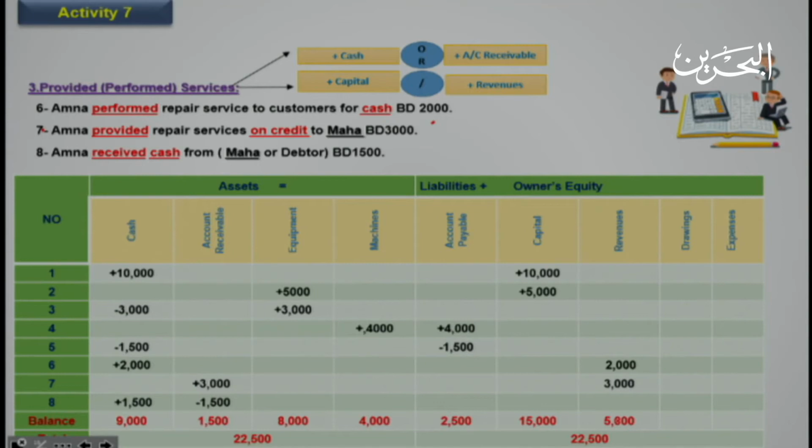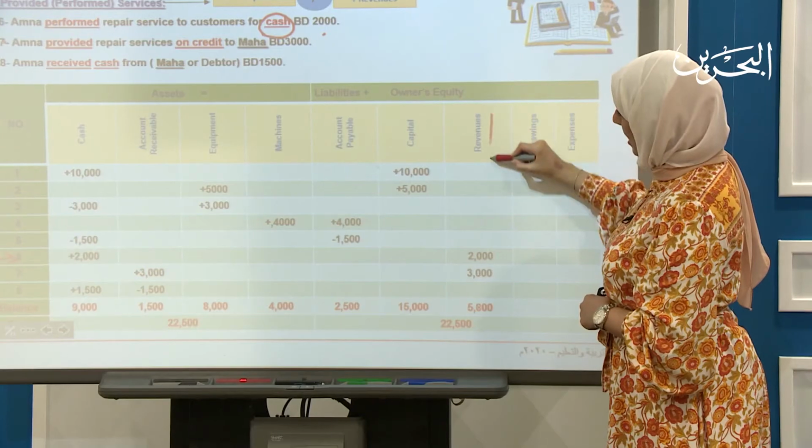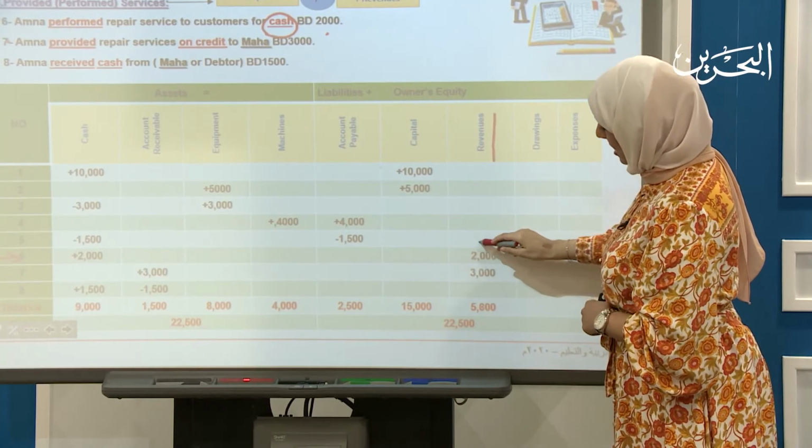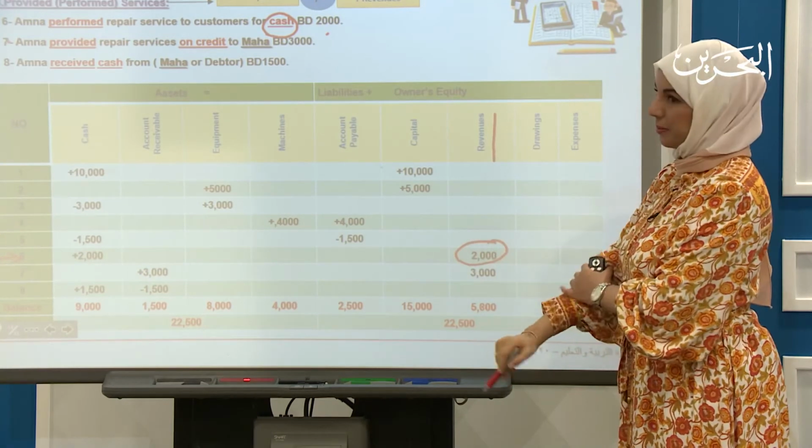Moving to the third transaction or the third effect, providing or performing a service. Let us take an example. Amna performs a repair service for a customer for cash. When I perform a service, I will get a revenue, so the revenue for my company will increase. Coming to the sixth transaction, if the revenue for my company will increase, I will come to the owner equity section under the revenue section and I will increase it by 2,000.